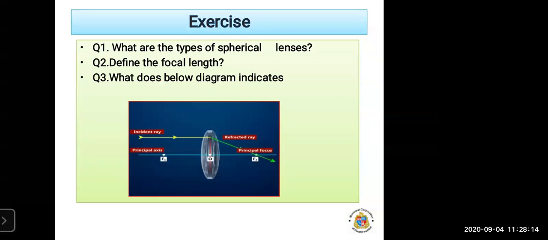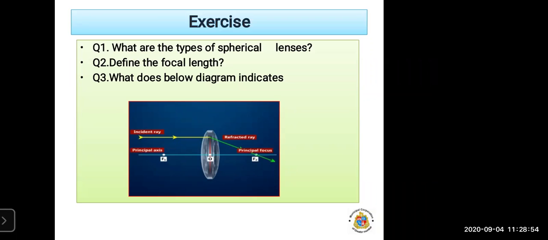Okay, now this is the time to ask questions. When I ask a question, only raise your hand, students, and unmute yourself. First question: what are the types of spherical lenses? Yes, Anjali. Miss, concave and convex. Very good, Anjali. The types of spherical lenses are the convex lens and the concave lens.